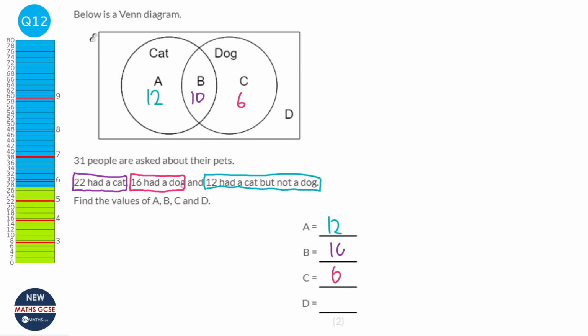Let's make sure we fill these in. And if overall there were 31 people and there were 12 who just had a cat, 10 who had a cat and a dog, and 6 who just had a dog, that leaves 3 left over.